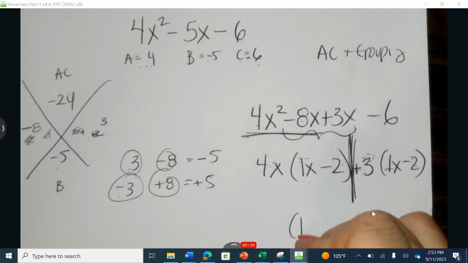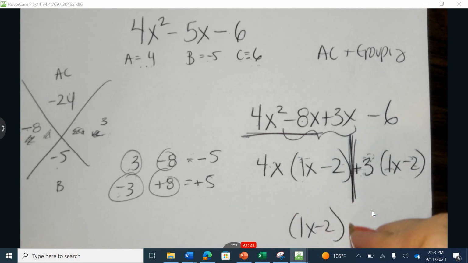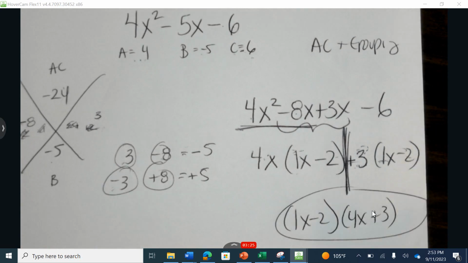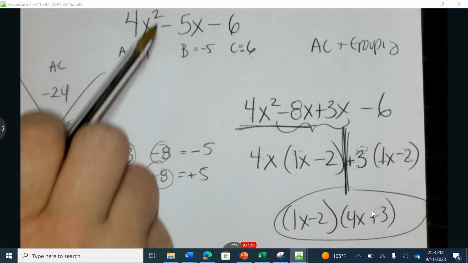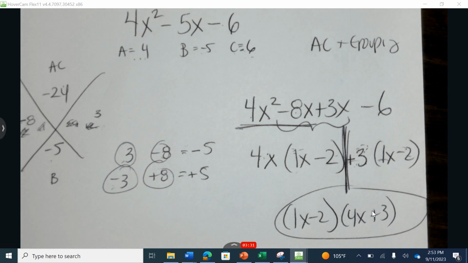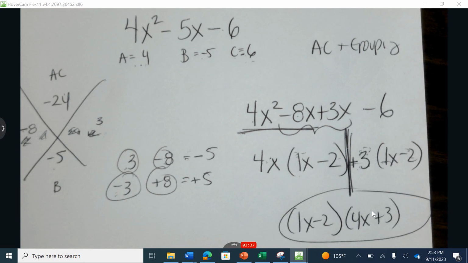Notice they both have a 1x minus 2. In front of the first is a 4x. In front of the second is a +3. And now I have an equivalent form. This is factored form. It is an equivalent form of the original expression. This is called AC plus grouping.